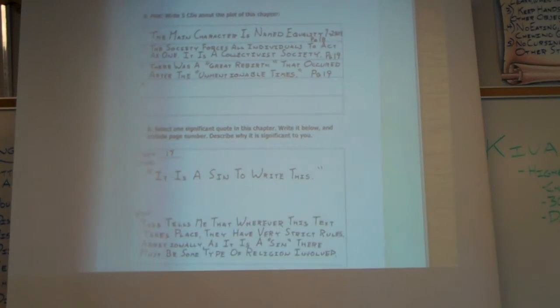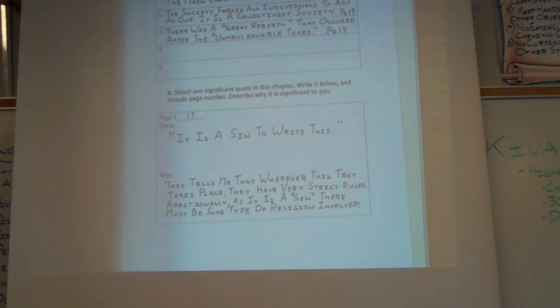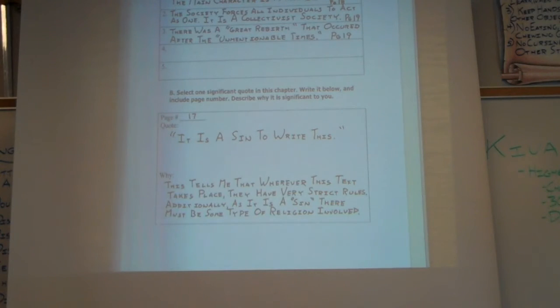Then at the bottom, I took one of the most important lines in the text, the first line, and I wrote it down along with the page number. It is a sin to write this on page 17. And then at the bottom, what I do is I explain why I perceive that to be a very important part of the text, and I put it in my own words.